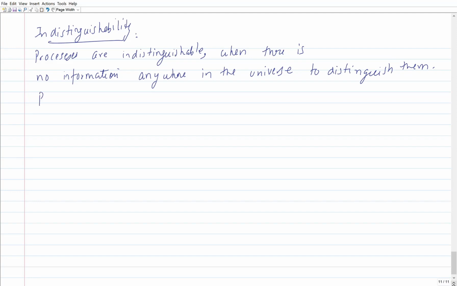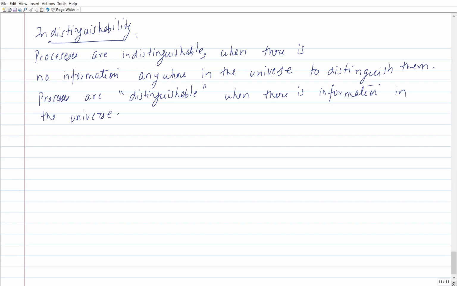Well, processes are distinguishable when there is information in the universe. Which alternative happened?